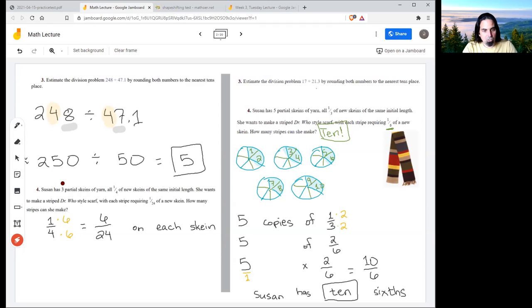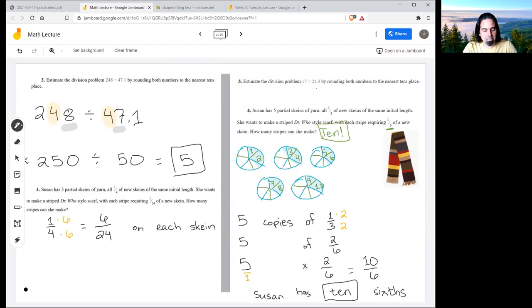Okay. So she has 3 of these things. Each of them is a quarter of what was new. She's used up most of them. Now these stripes are real thin and tiny. She only needs a 24th for each stripe. So how many 24ths were on each of these? That had a fourth. You did times 6 top and bottom. So each of the 3 has 6 24ths.